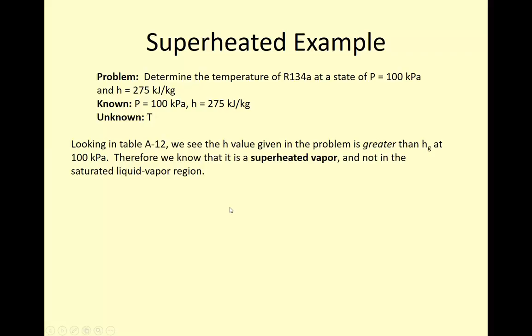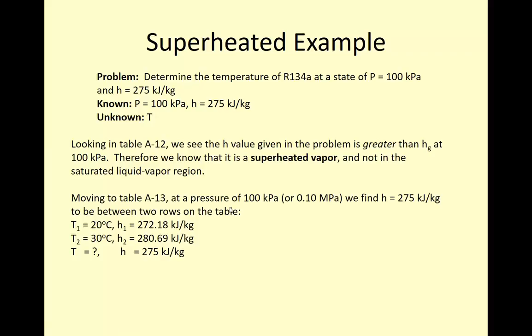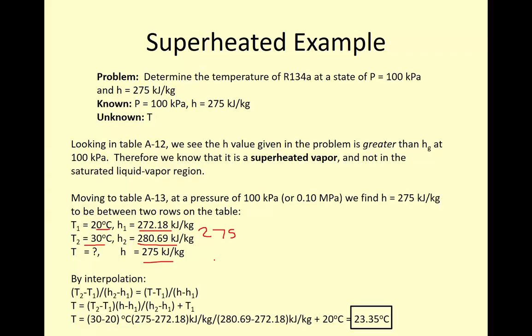So we have a superheated vapor, but we have to figure out what our property is. At 20 degrees Celsius the enthalpy is 272, and at 30 degrees Celsius we have 280.69. So we look above and below our desired value of 275. 275 is the value that's given to us in the problem statement. So we have to figure out what the temperature is. Well, we do that by interpolation.